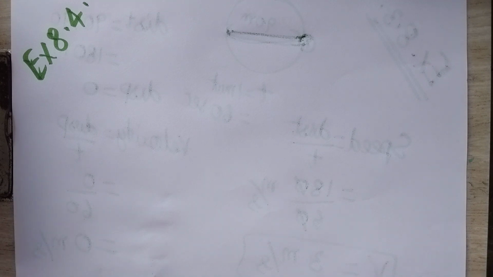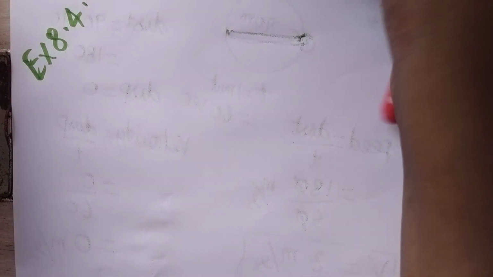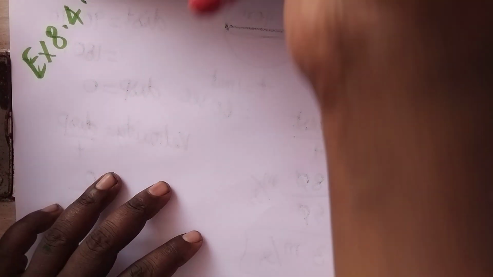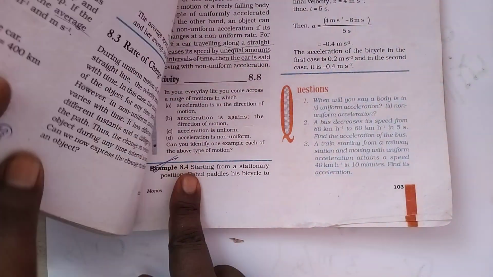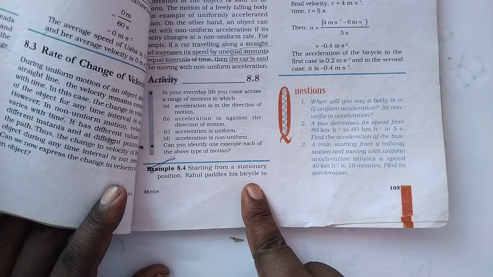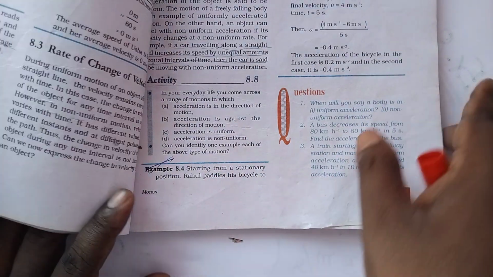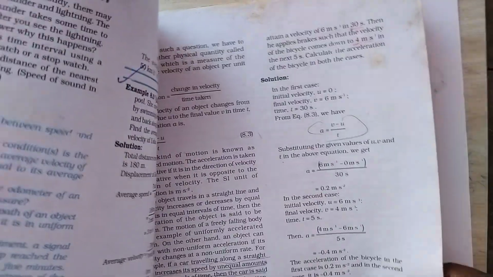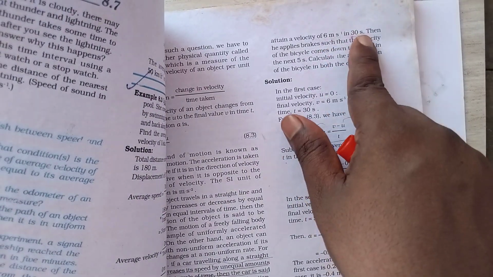I'll show the question now. It is the 8th chapter 4th problem. It is a bicycle starting from rest. So Rahul pedals a cycle, it starts from rest. It starts from a stationary position. So what is the initial velocity? 0. He reached 6 meter per second in 30 seconds.